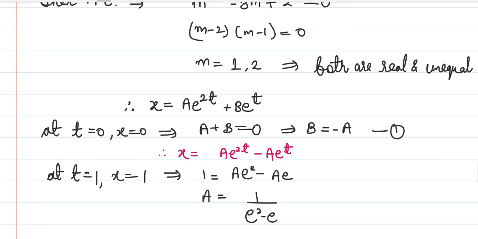Guys, there are different methods to find the solution for different roots. If you have roots that are both real and unequal, then you are just going to put two constants there along with exponential terms. So x is going to be a e to the power 2t, that is one constant, and the other one is b e to the power t. A and b are two constants here, and 2 and 1 are the values of the roots of this auxiliary equation.